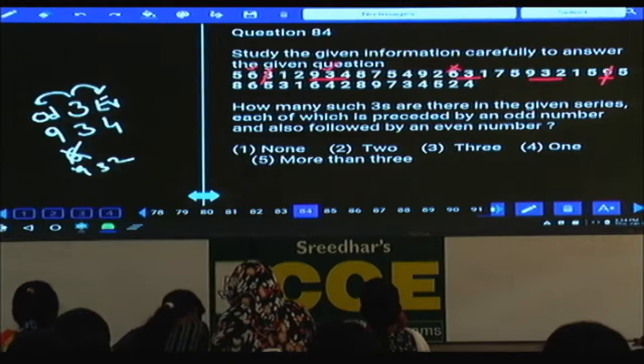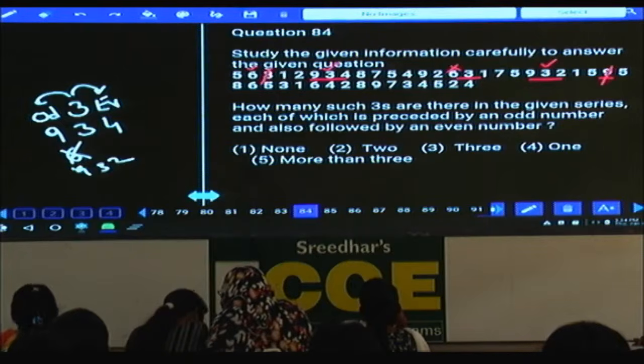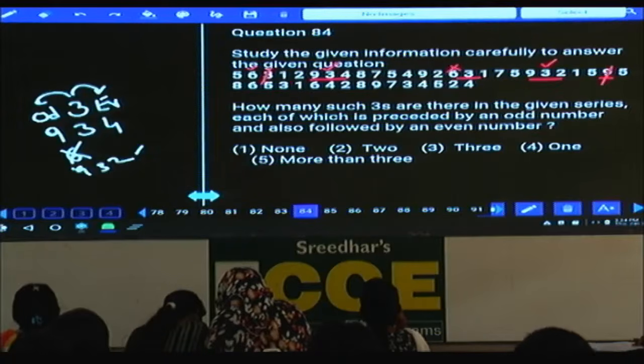Now the question is about 3. Now 3, 9 and 2. 3, 9 and 2, this is one such number. And after this one, then we need to check out for 3. This 3 cannot be your answer. Now this 3. 7, 3 and 4.